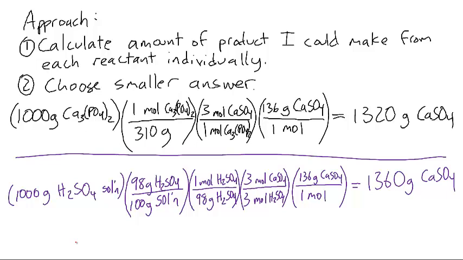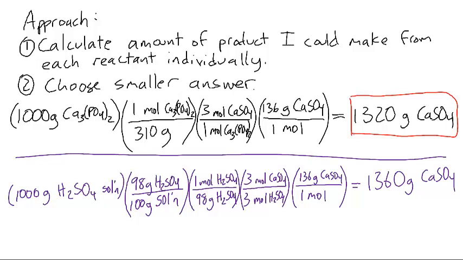All right, so I have these 2 amounts. If all of my calcium phosphate reacts, I'll get 1320 grams. If all of my sulfuric acid reacts, I'll get 1360 grams. How much can I actually make? 1320. Most common mistake that I would see here, what do you think is the most common mistake I would see? Adding them together.